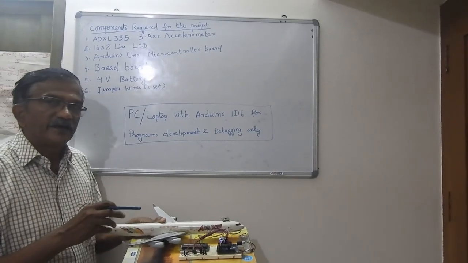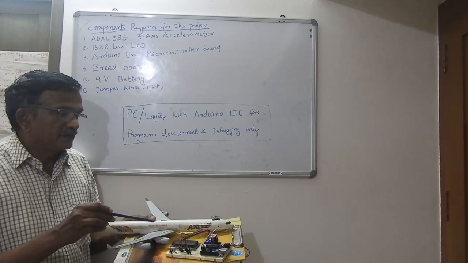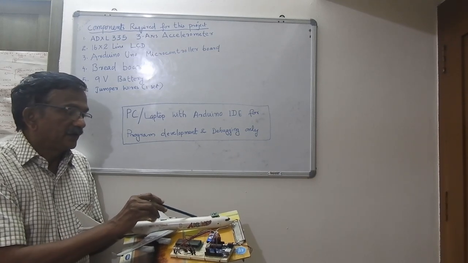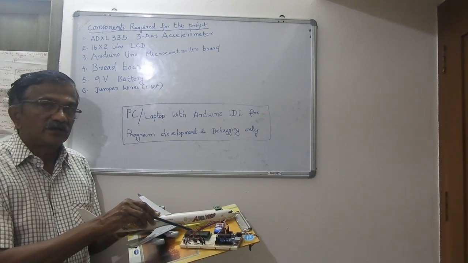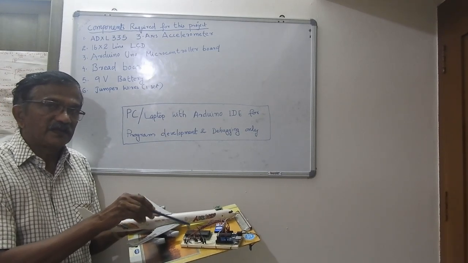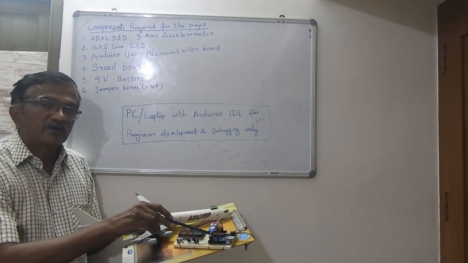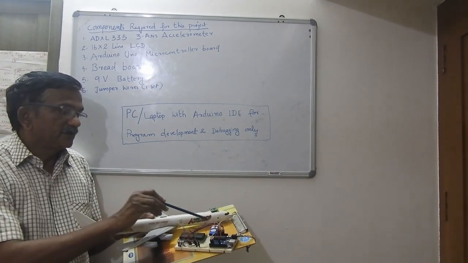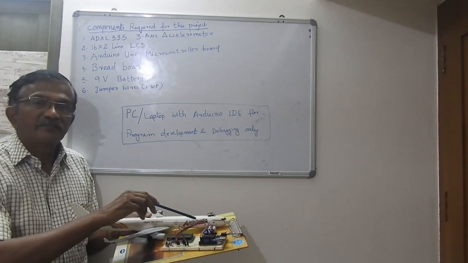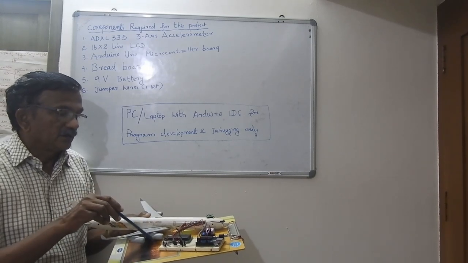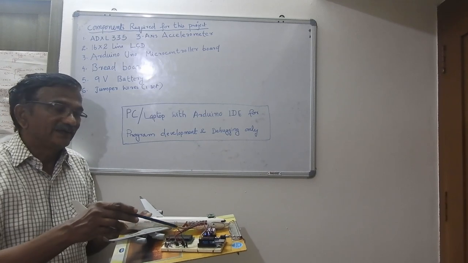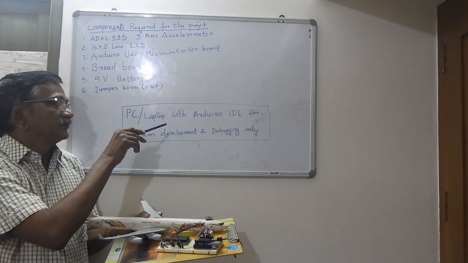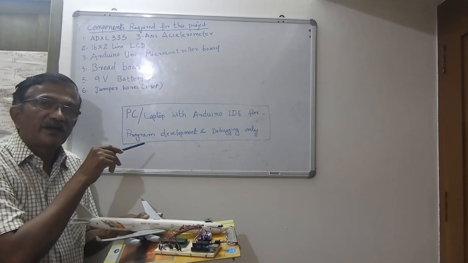The components required for this project are, one is this ADXL 335 3-axis accelerometer. Then we should have a LCD monitor for 16:2 lines for displaying the data. Then an Arduino Uno microcontroller board for data acquisition as well as controlling the display. And of course, you need a 9-volt battery to power this system to work independently, and a breadboard and a few jumper wires to interconnect all these components. And of course, you will need a PC or a laptop with a free Arduino IDE for program development and debugging.